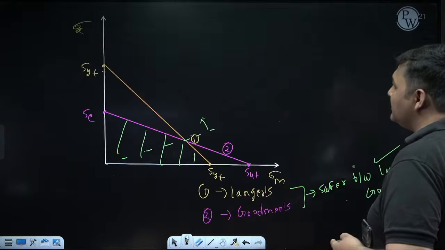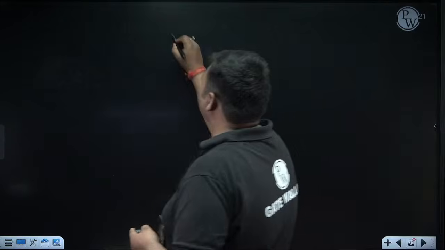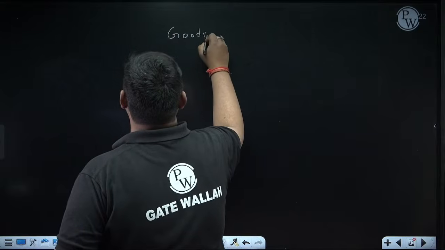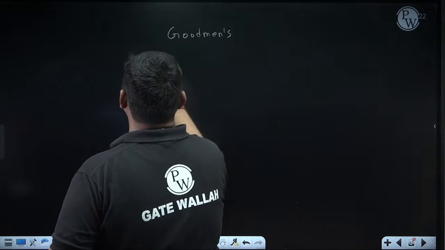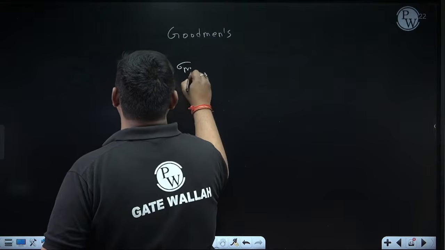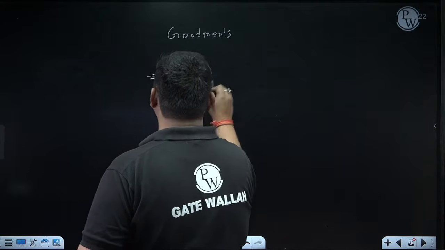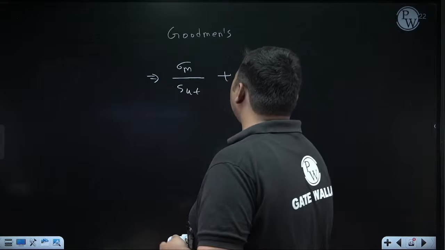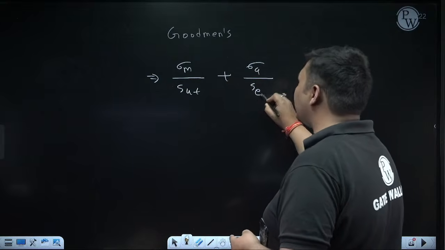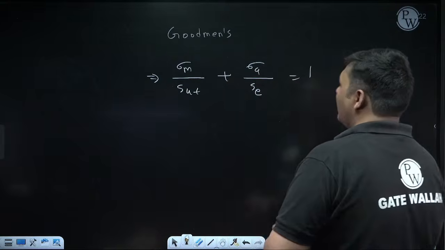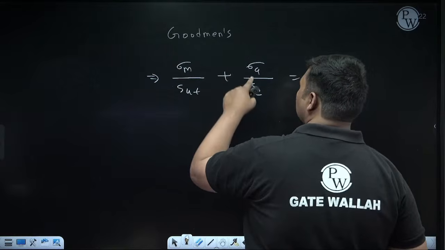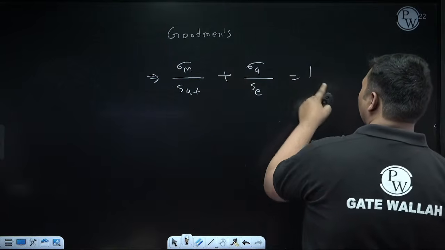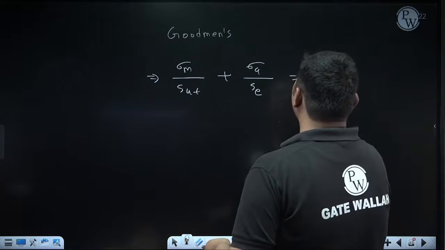Now as per Goodman's criteria, first write the equation of Goodman line. Again x upon a plus y upon b equal to 1. X axis means sigma mean, upon Goodman x axis intercept is SUT, plus y axis means sigma amplitude. In Goodman y axis intercept is SE, that is corrected, and its limit equal to 1. Now for design we will replace SUT by SUT upon FS, SE by SE upon FS. FS will come common, it will come this side, it will become 1 by FS.